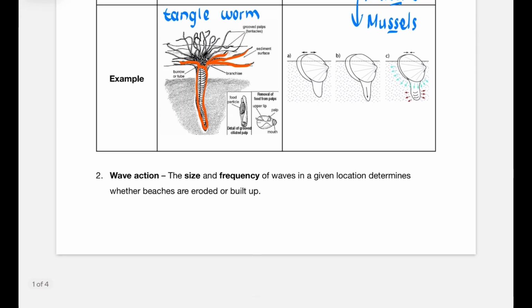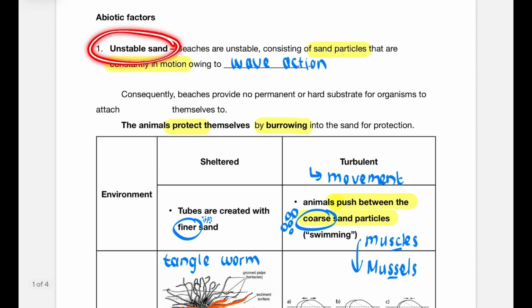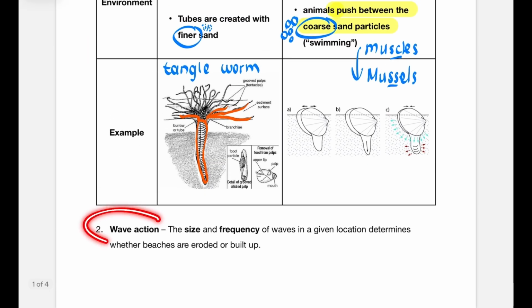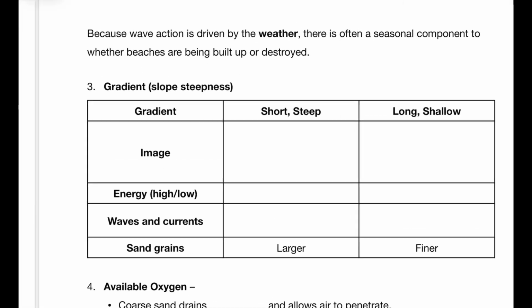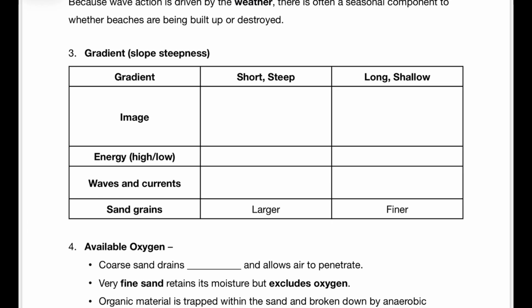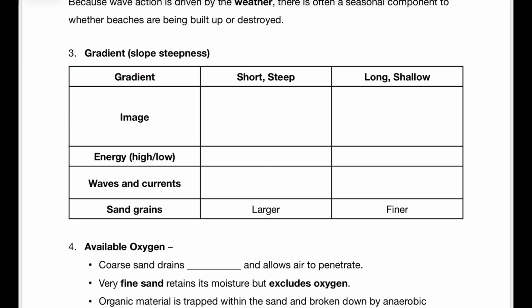The second abiotic factor, so remember the first one here was unstable sand, the second one is wave action. The size and the amount of waves that we have will determine whether beaches are eroded or built up. We did speak about this in the previous lesson, so I'm not going to go into too much detail here. Let's look at number 3. Remember, we are still busy with abiotic factors.